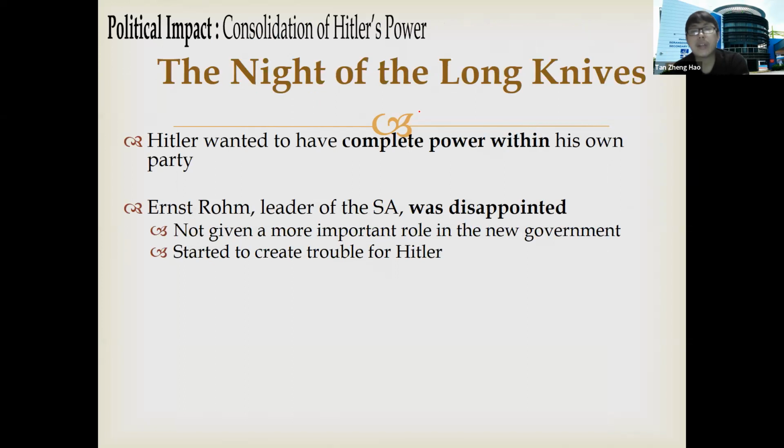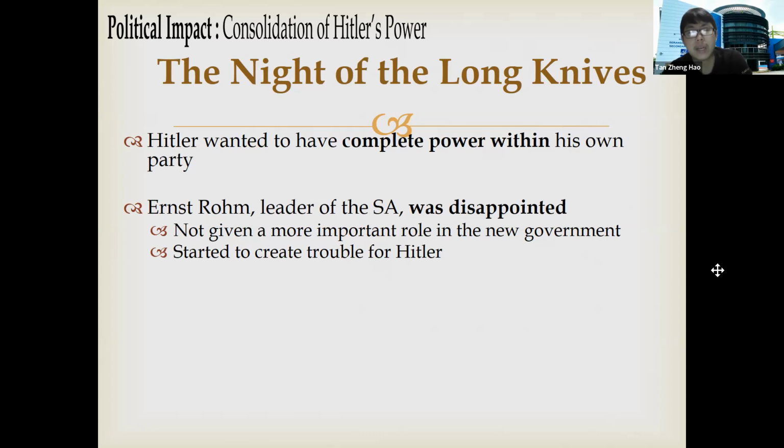So Hitler wanted to make sure nobody within his party got so powerful. Hitler wanted to be the one man with full power. He was not going to share the power with Ernst Röhm or anyone else. So the leader of the SA, Ernst Röhm, was very disappointed.